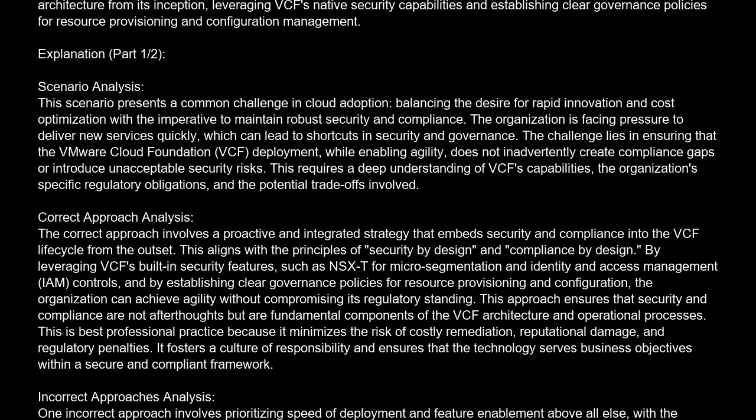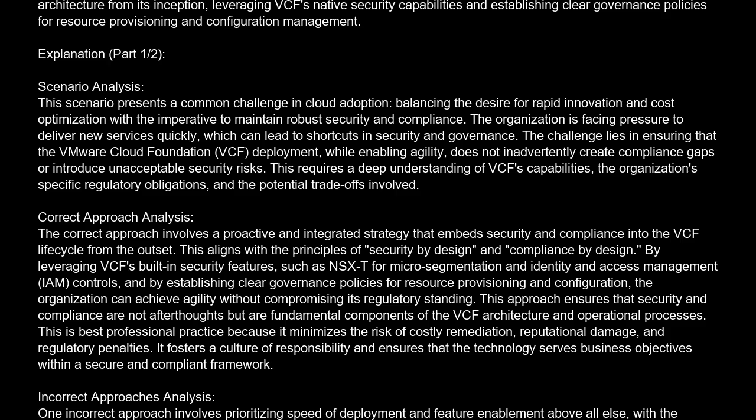Explanation. Scenario analysis. This scenario presents a common challenge in cloud adoption, balancing the desire for rapid innovation and cost optimization with the imperative to maintain robust security and compliance. The organization is facing pressure to deliver new services quickly, which can lead to shortcuts in security and governance.